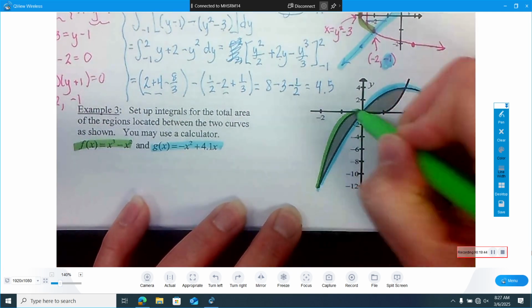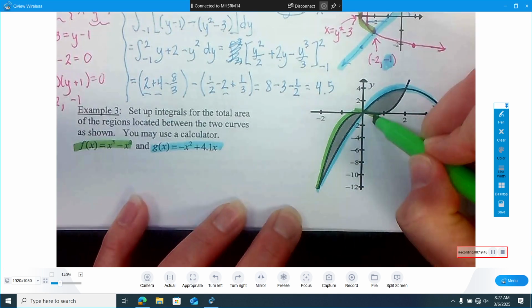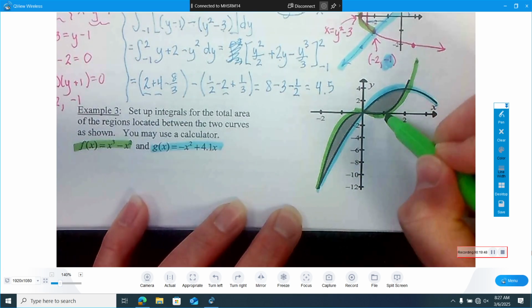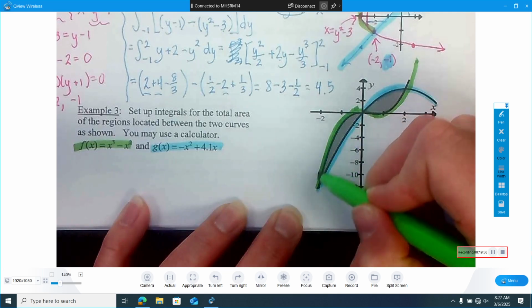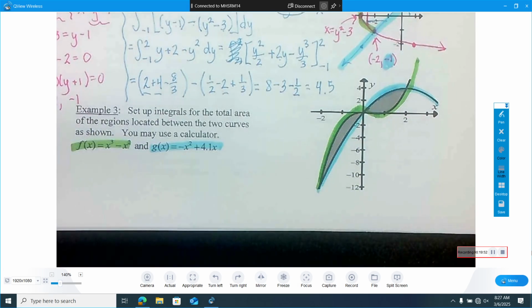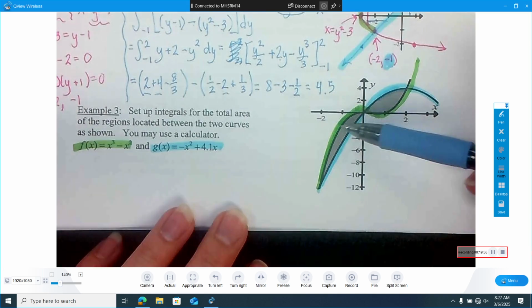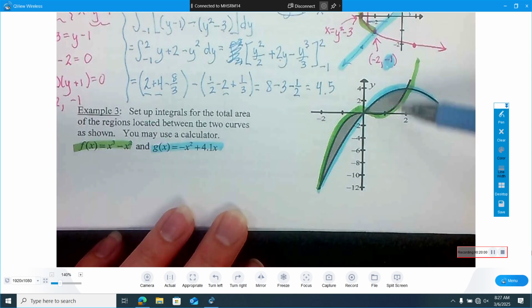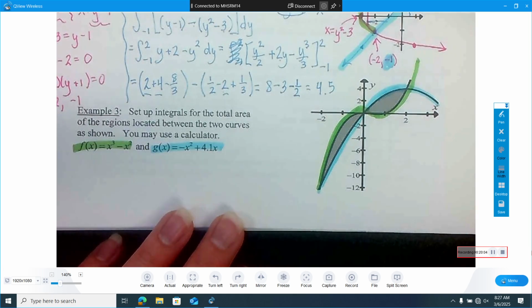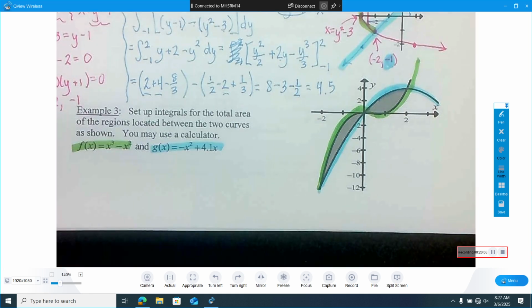And you'll notice here on this curve, when we think about finding the total area between the curves, we have to do top minus bottom. Well, top minus bottom here would be green minus blue. But over here, top minus bottom is blue minus green. So they change, and we have to be aware of that. That's the biggest thing when we're finding the area of the region between two curves.